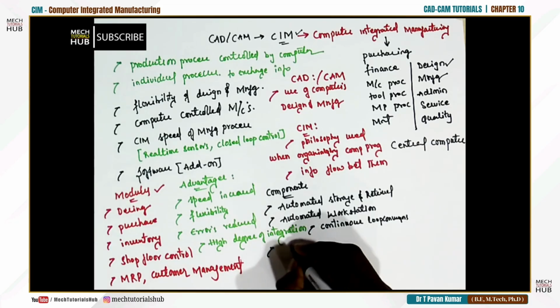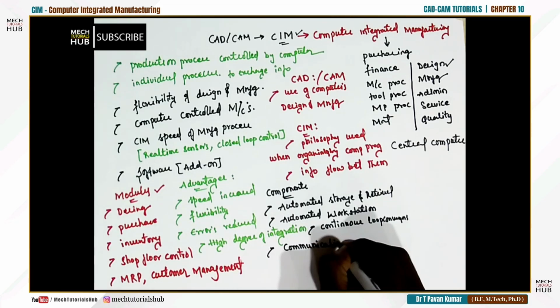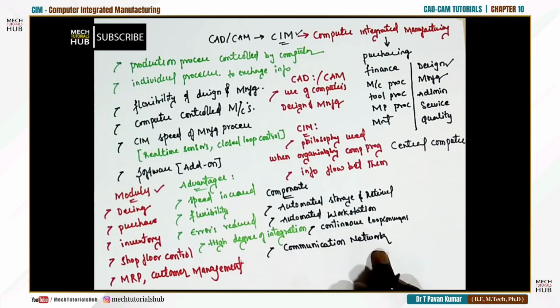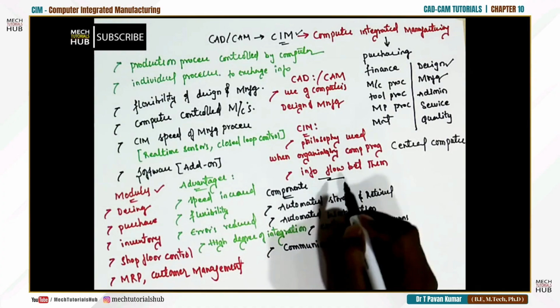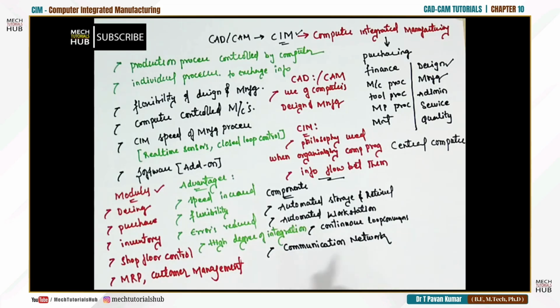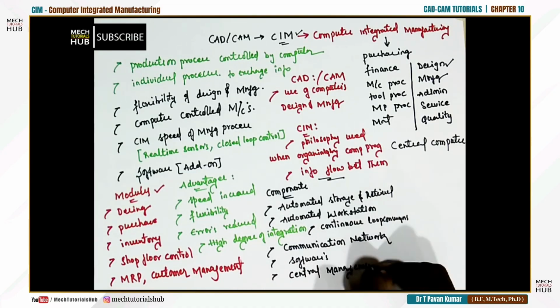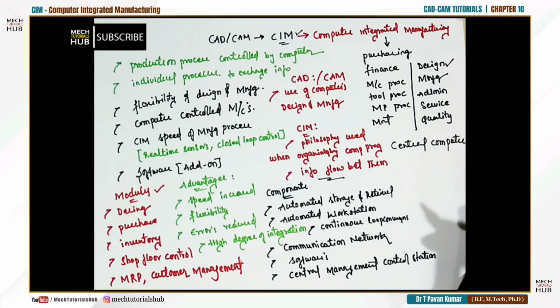Then the most important component is the communication network. This communication network is very important. As I said, this is the only channel through which you can pass information about each department to the other existing departments. Then software, then the central computer, and also the central management control system or station. These are the different components of a CIM system. This is how a CIM system works.